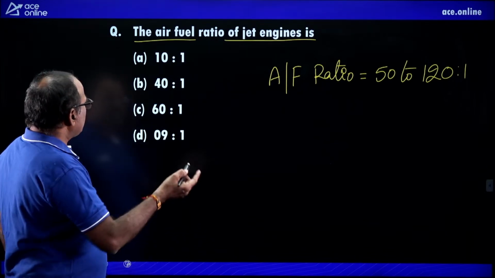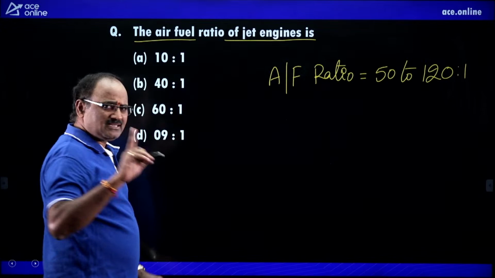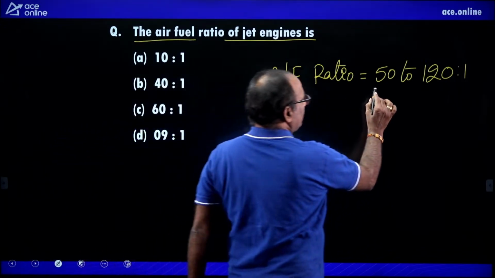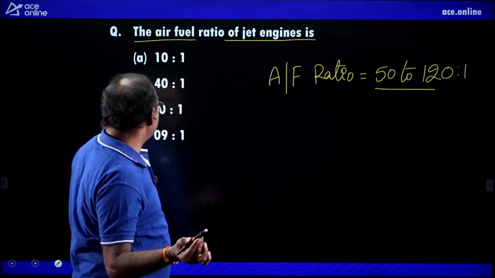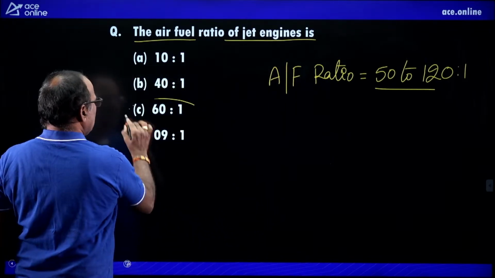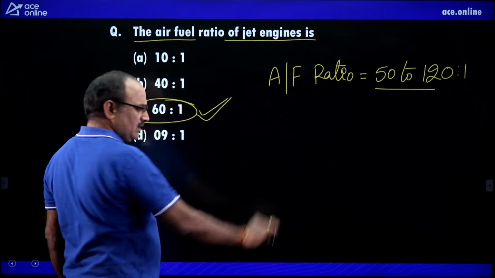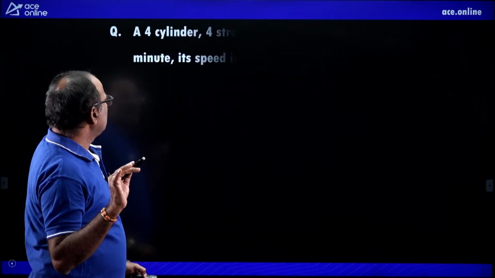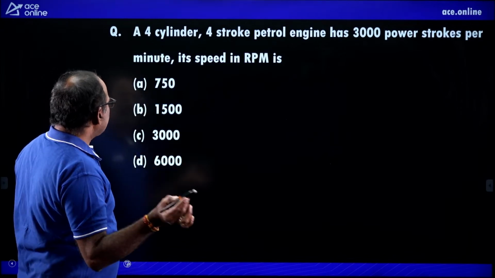Okay. Now look at the options. Anyhow, here jet engine means gas turbine power plant only. For the gas turbine power plant, air-fuel ratio varying from 50 to 120:1. Look at the option C. Option C is absolutely correct. Okay. Similarly, look at the next question. Try to read it clearly. It is asked like this.